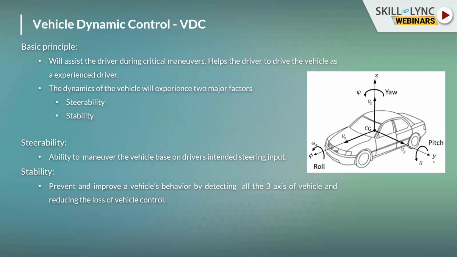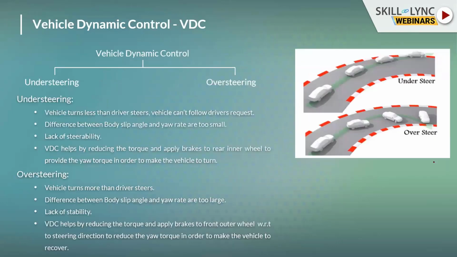Stability means the vehicle should not roll over, and it should not understeer or oversteer. That is stability. Steerability means whatever input the driver gives should be transferred to the vehicle. If the driver gives a steering input and the vehicle is not following, then it will be understeering. If it is following too excessively, then it will be oversteering. These two are the predominant things the vehicle dynamic controller deals with: understeering and oversteering, which I explained.